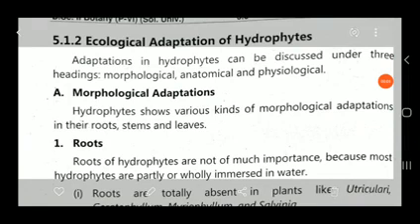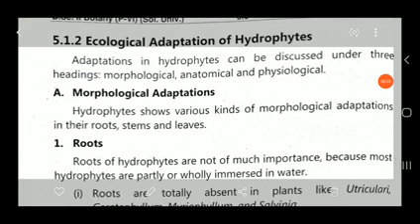In the previous lecture, we discussed the ecological adaptation of hydrophytes. Now, in this lecture, we see the syllabus allotted by the university for us. There are a few things we will discuss here. It is very important to discuss the adaptation of hydrophytes.